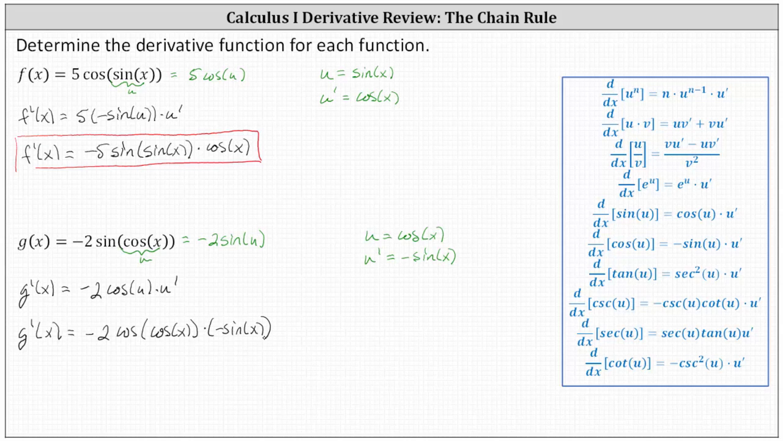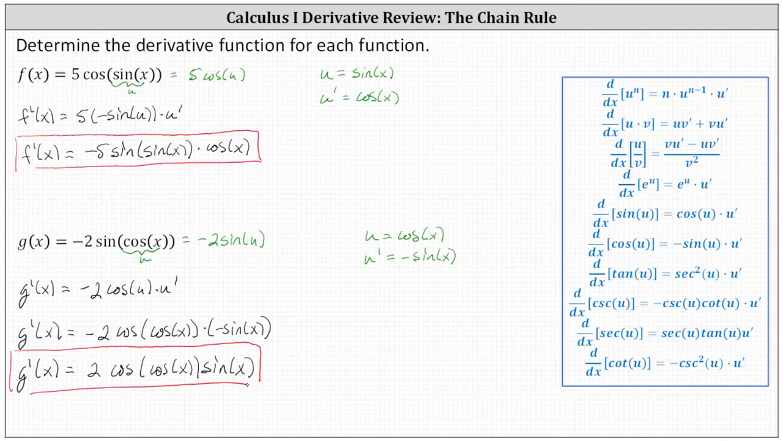Let's go ahead and simplify one more time. We have g prime of x equals 2 cosine of cosine x times sine x. And again, we cannot multiply these two cosine functions. The inner cosine x is the input into the outer cosine function. This is the form of our derivative function. I hope you found this helpful.